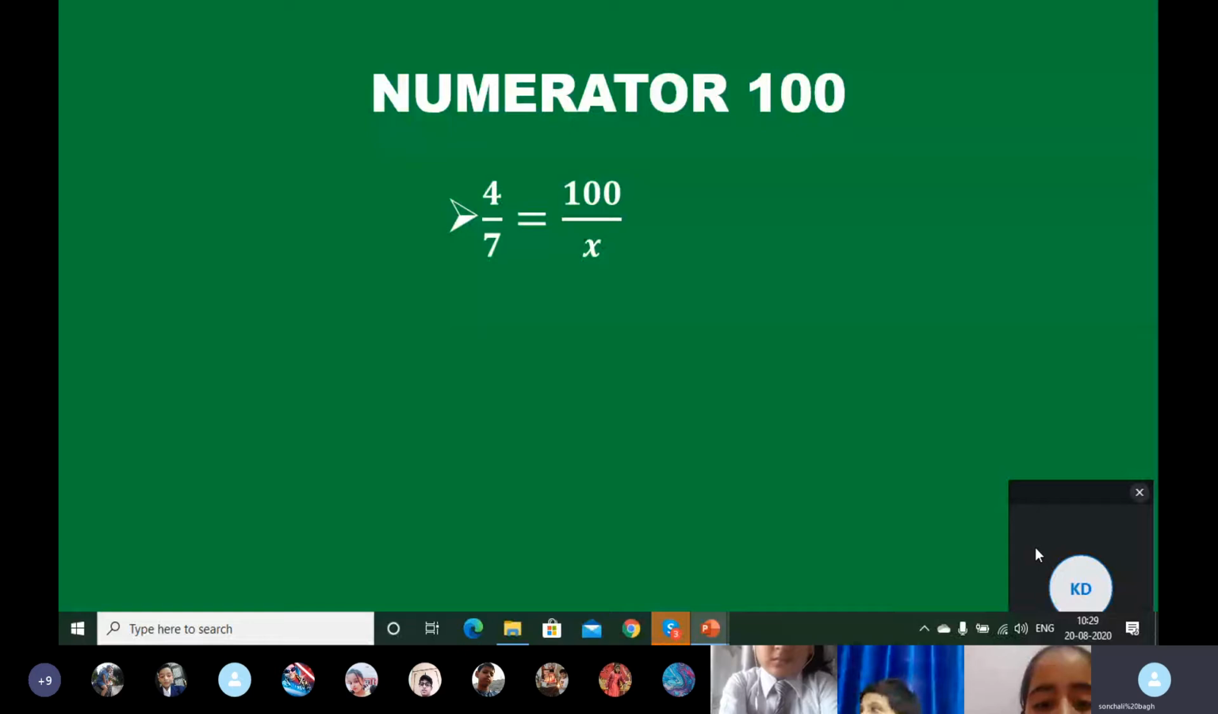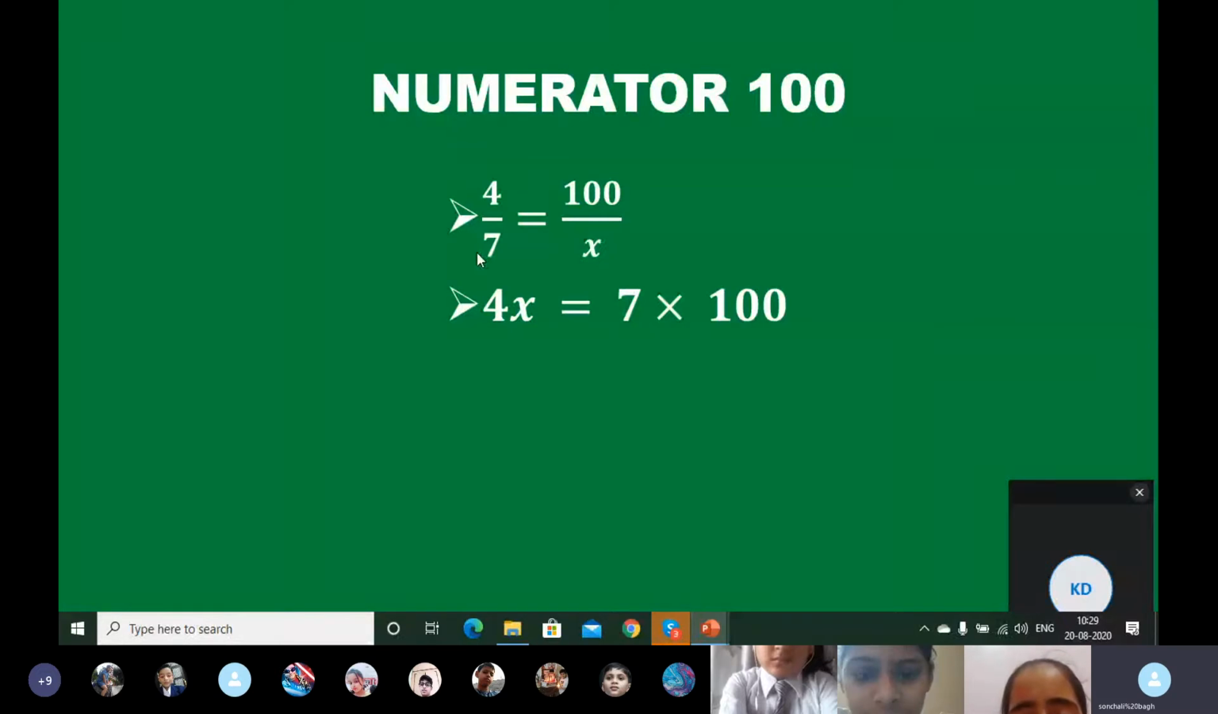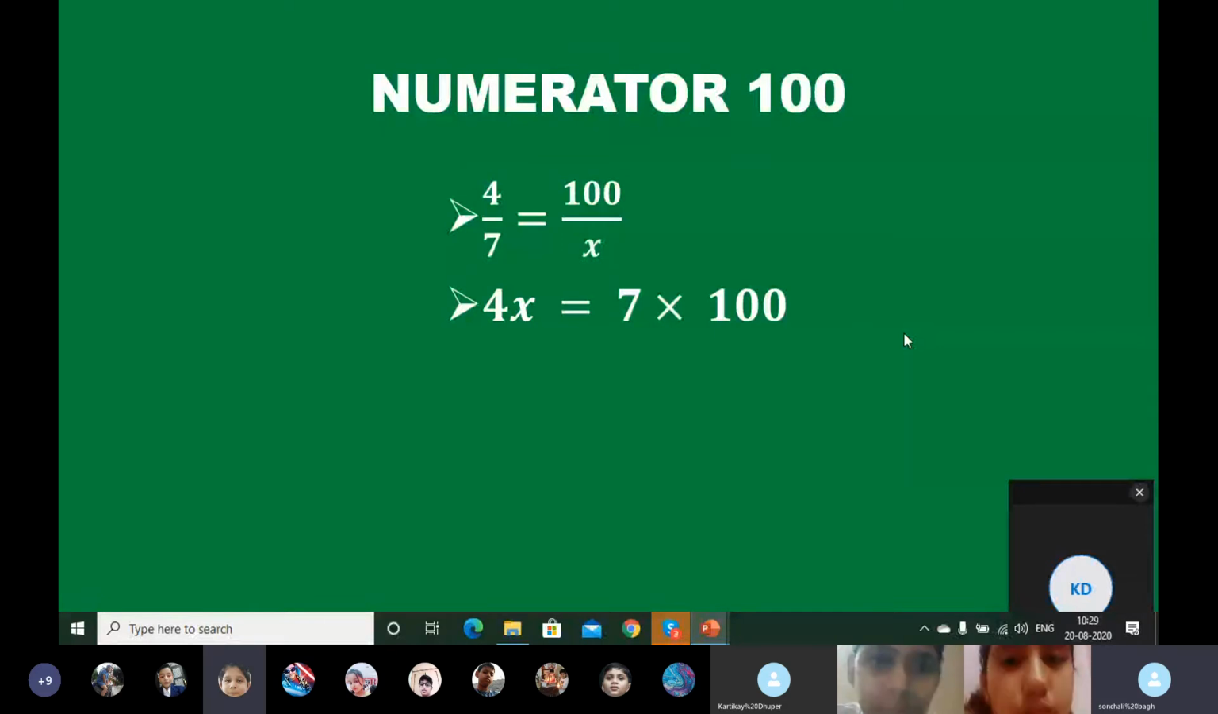So now what will we do? We will cross multiply. That means the numerator of LHS will multiply with the denominator of RHS. See, 4 multiplied by x. And the denominator of LHS with the numerator of RHS, that is 7 into 100. Understood? Clear? Yes, ma'am.